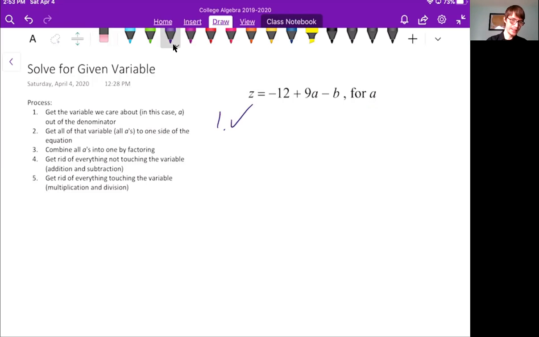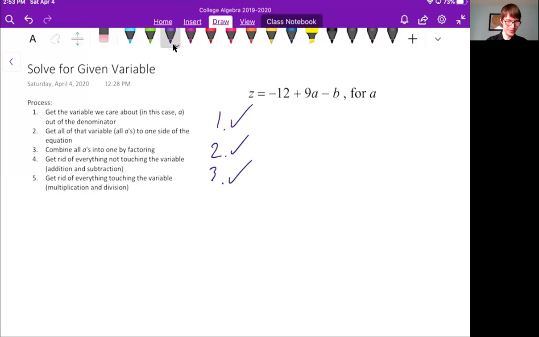Step 2 is to get all of that variable, all of the a's in this instance, into one side of the equation. Well, there's only one a, and it's only on one side of the equation, on the right side, so there's nothing we need to do there either. It's done. Okay, the third step says to combine all a's into one by factoring. Normally, if there are multiple a's, we would combine them together by using factoring to bring them all into one. But there's only one a, so we can just skip that.